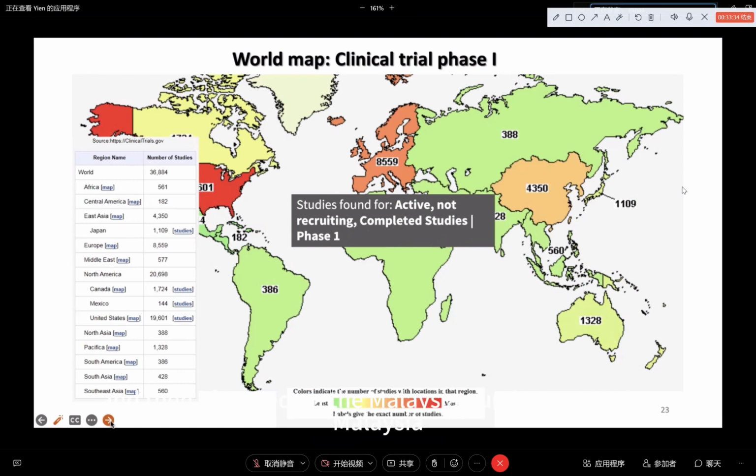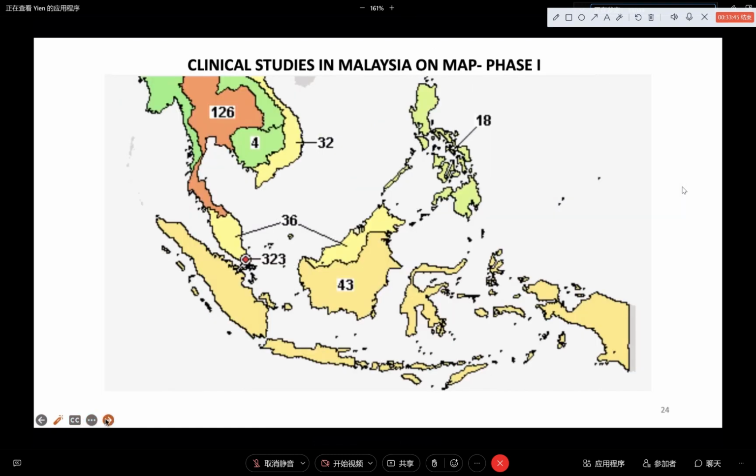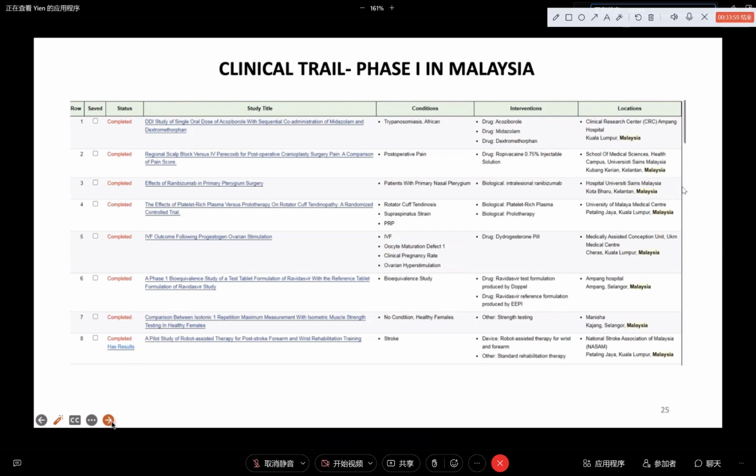Then I focused on the Malaysia numbers. In Malaysia, we have only 36 clinical trials in phase 1 that have been completed in total. Mostly the phase 1 clinical trials in Malaysia are conducted in governmental hospitals and also universities. Here it is pointed out that phase 1 clinical trials are mostly conducted between Chinese universities and Malaysian universities. So it is a positive collaboration between two countries in clinical trials. Next slide.